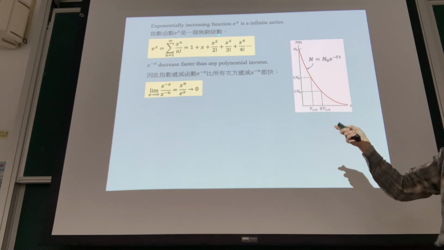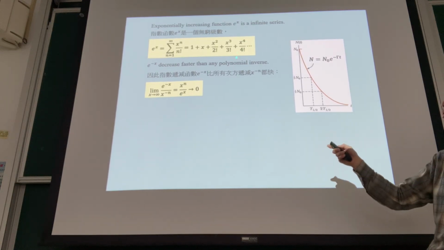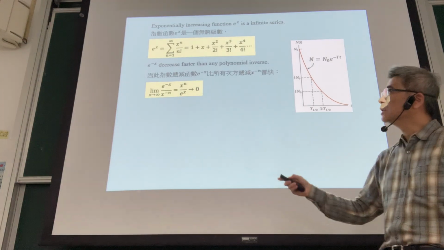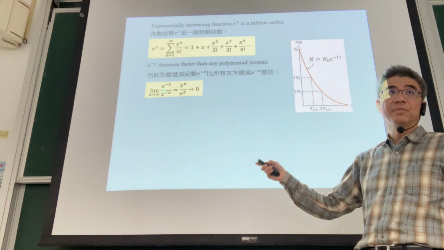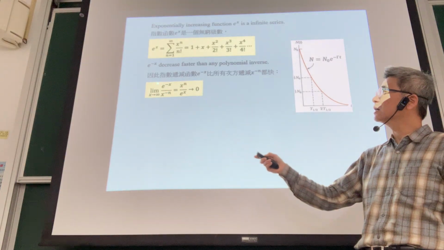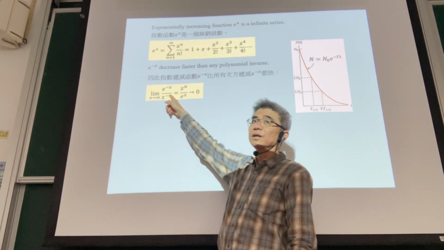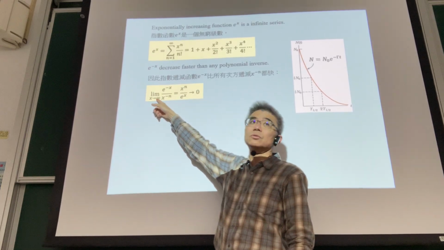function decreases faster than any polynomial inverse. In Chinese, 指数递减比所有的递减要更快。要记得这件事情啊，指数递减比所有的递减要更快。x 平方也是递减啊，x 三次方也是递减啊。But let me show you, exponential minus x decreases faster than any power of x. The argument is very simple. I just take exponential minus x over x to the minus n, and ask what it approaches when x equals infinity.